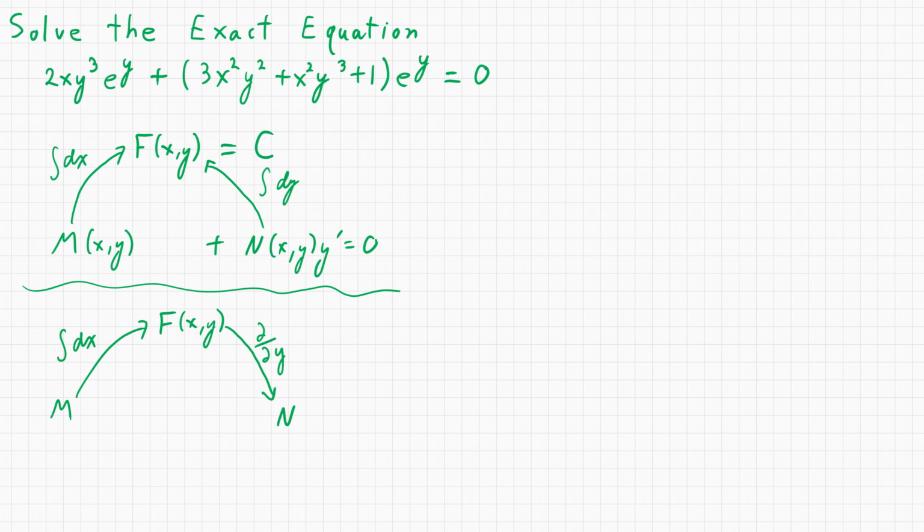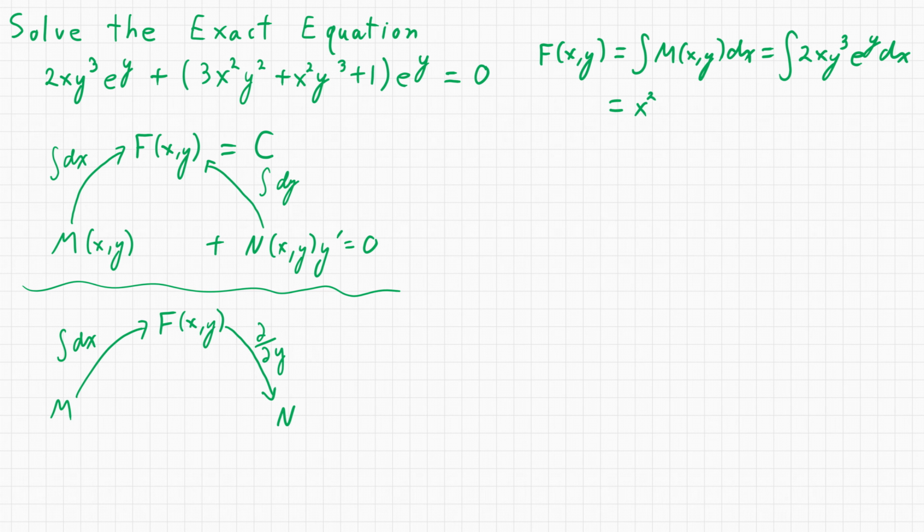So f of x comma y should be the indefinite integral of M of x comma y dx, which is equal to the indefinite integral of 2xy cubed e to the y dx. That's not a very difficult integral at all here. The 2x will turn into x squared, and then we have y cubed e to the y. And then we do need this function h of y in case anything's there.